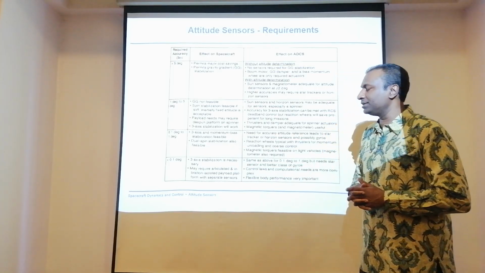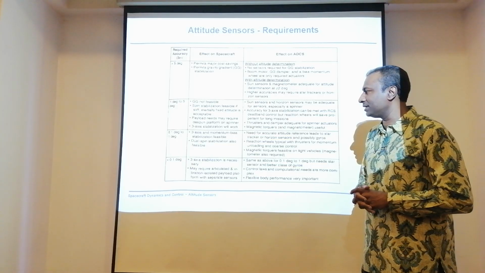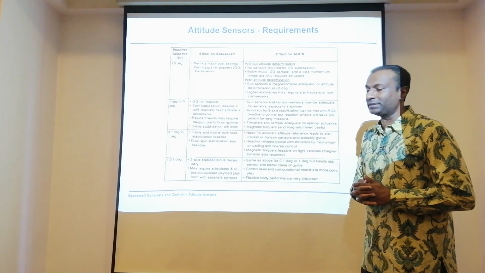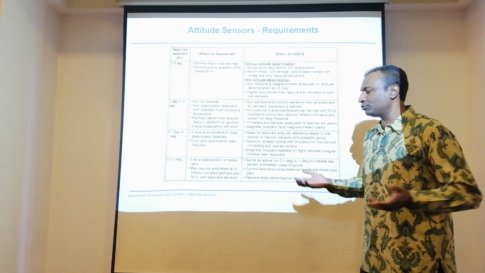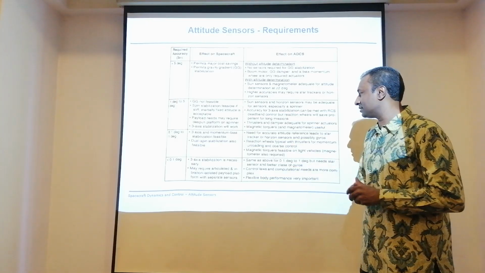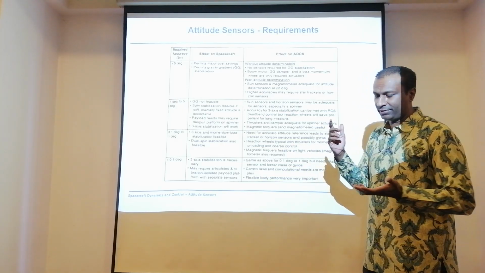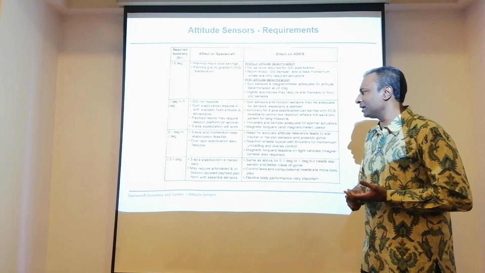Accuracy goes even better, 0.1 degree to 1 degree. Then you have momentum bias stabilization. We have also discussed that. You can go up to, typically, 0.1, 0.2. Yes, you need sensors. So we can have magnetometers, earth sensors, infrared sensors, etc.